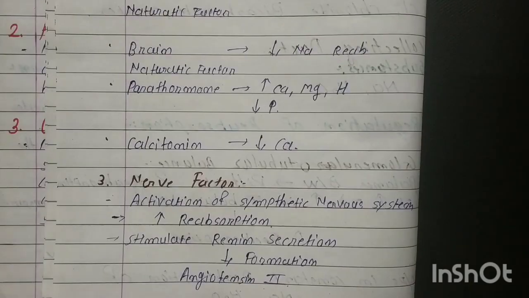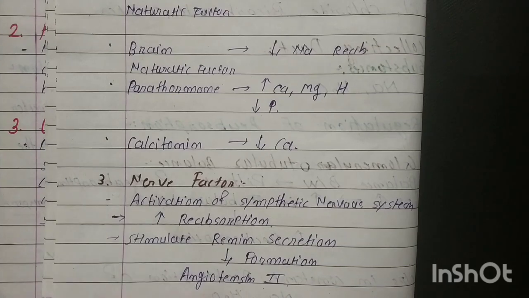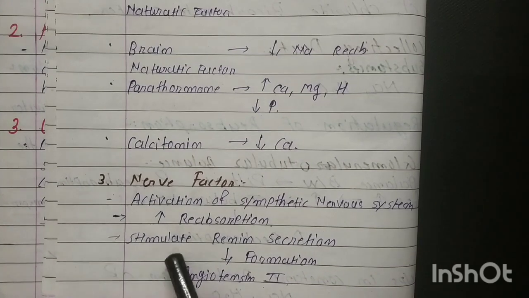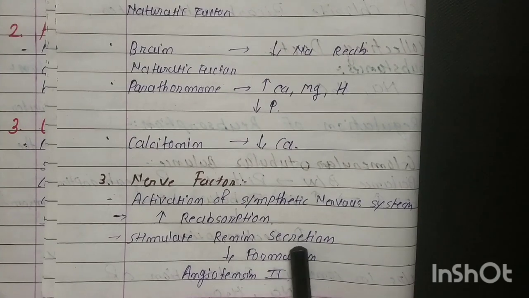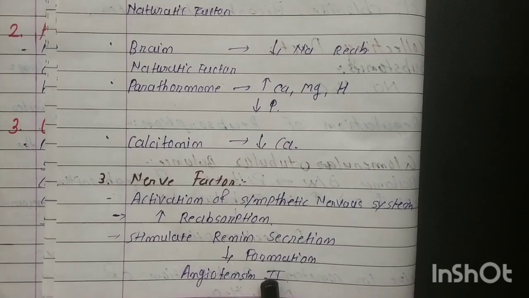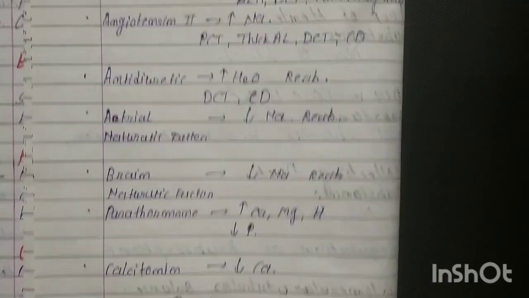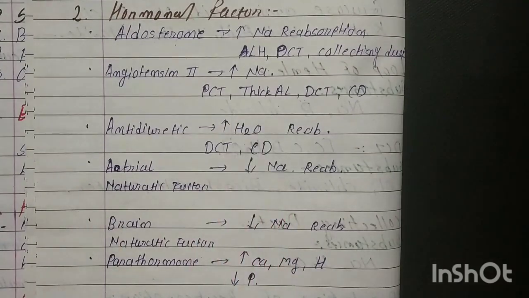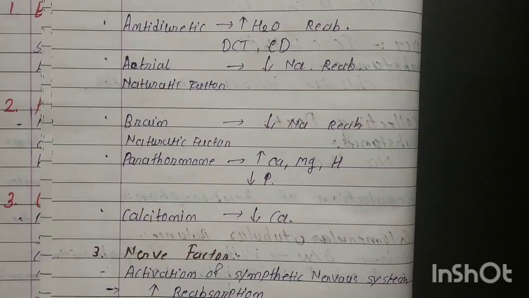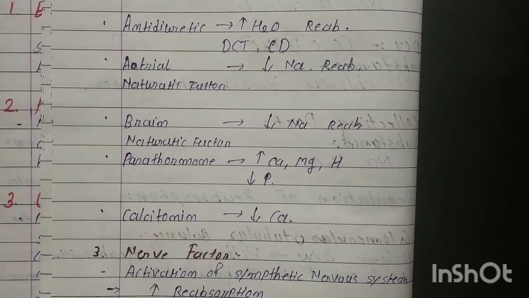Third factor is the nervous factor. The activation of the sympathetic nervous system causes increased reabsorption and stimulates renin secretion, and renin is converted into angiotensin 2. And as I told you, angiotensin 2 causes increased reabsorption of sodium. Okay. Study the three factors. The first one is the glomerulotubular balance. Second one is the hormonal factor, and third one is the nerve factor. I hope you understand it very well.